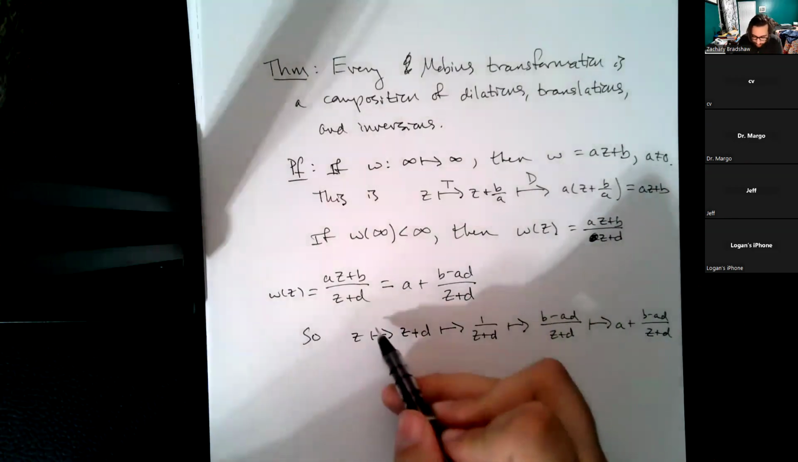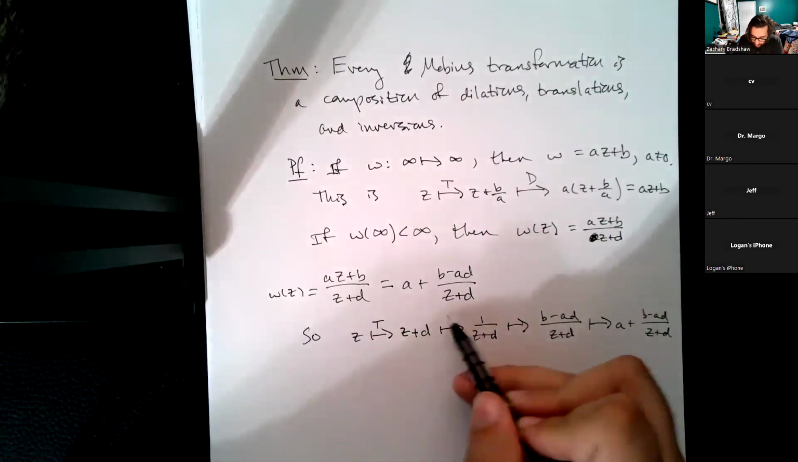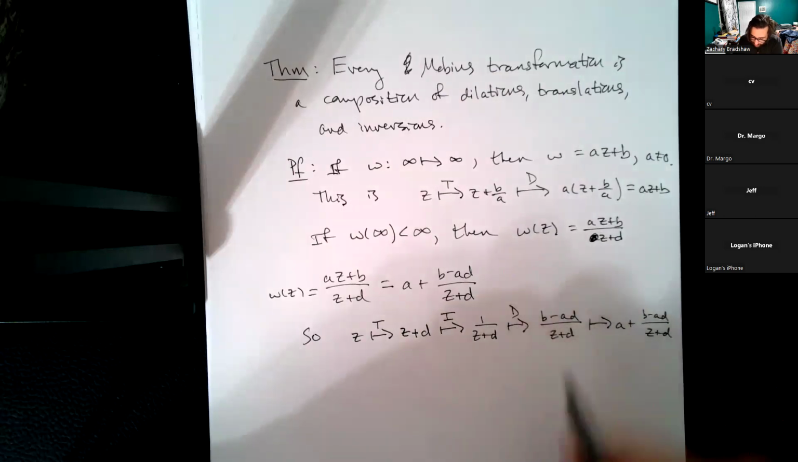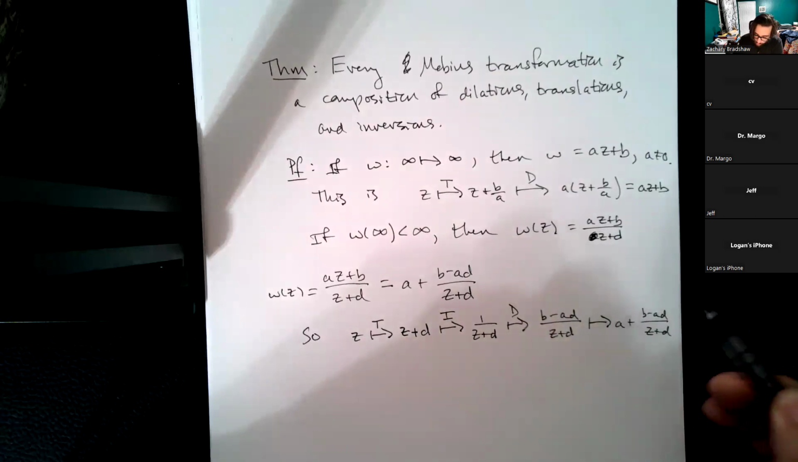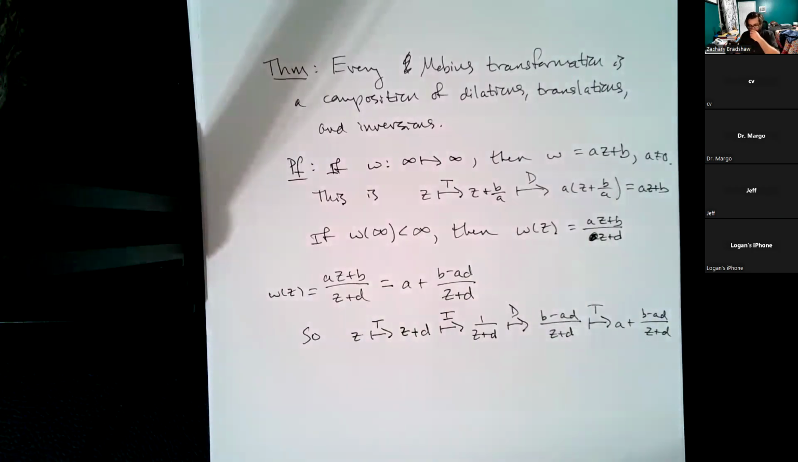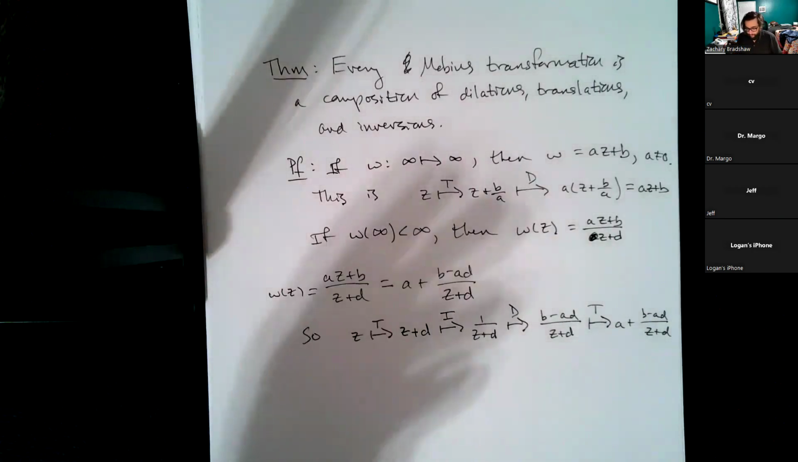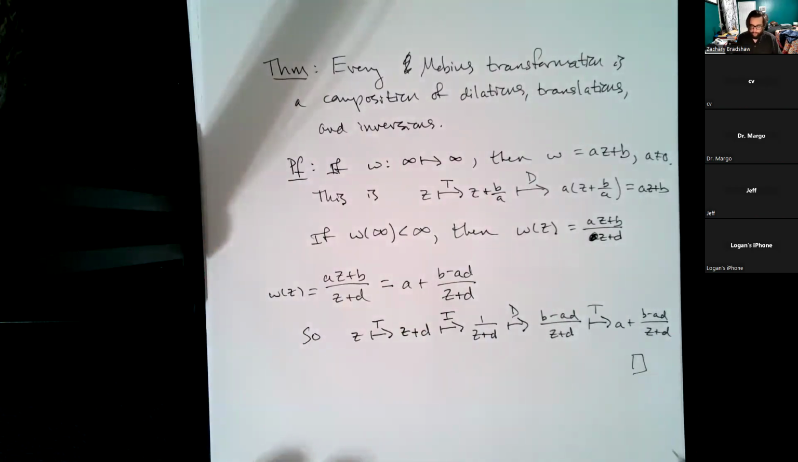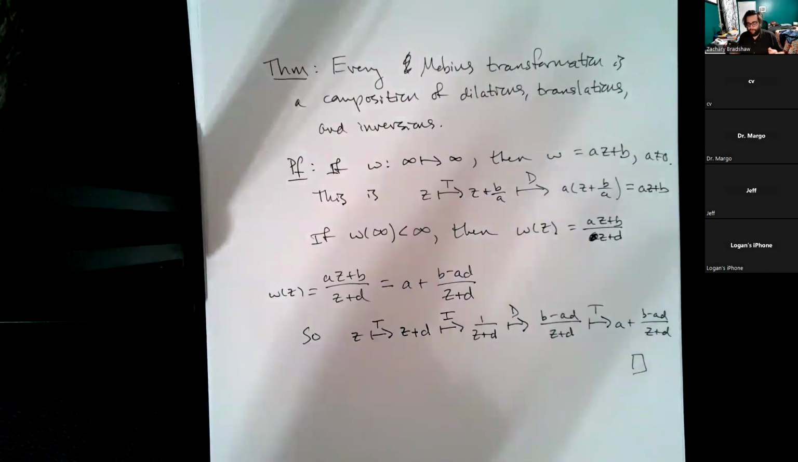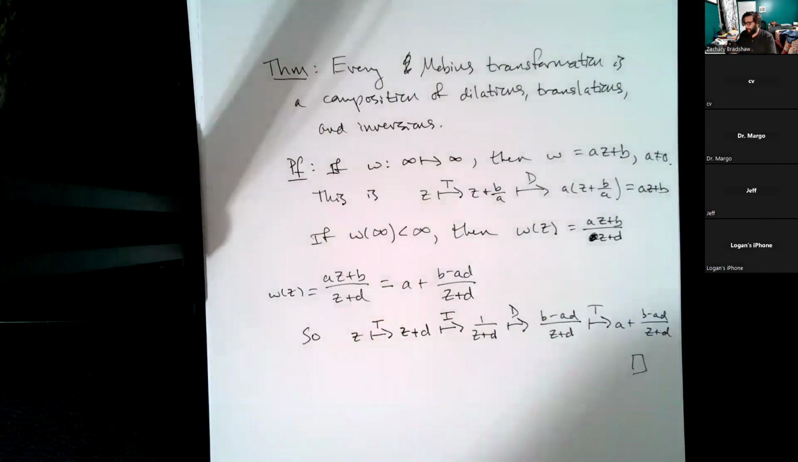This first guy is a translation. This second guy is an inversion. This third guy is a dilation. And this fourth one is another translation. Okay, so that completes the proof. So every Mobius transformation is a composition of dilations, translations, and inversions.